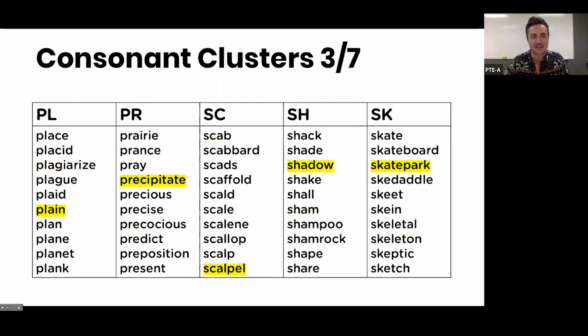Let's look at these ones. Plain, precipitate, scalpel, shadow, and skate park. Please say those words. So they are the consonant clusters pl, pr, sc, sh, and sk.